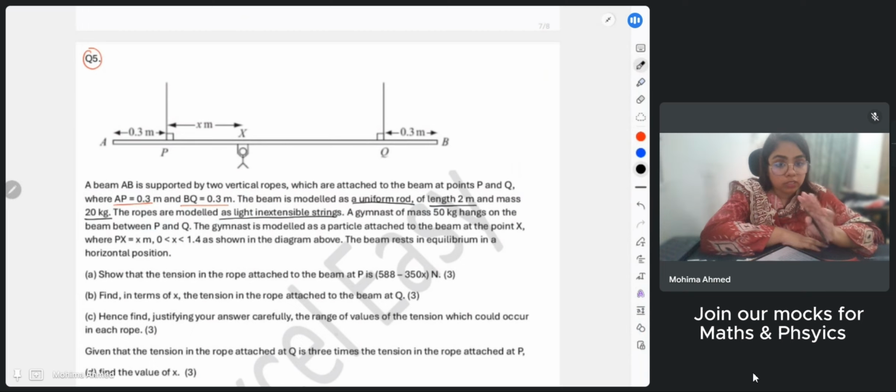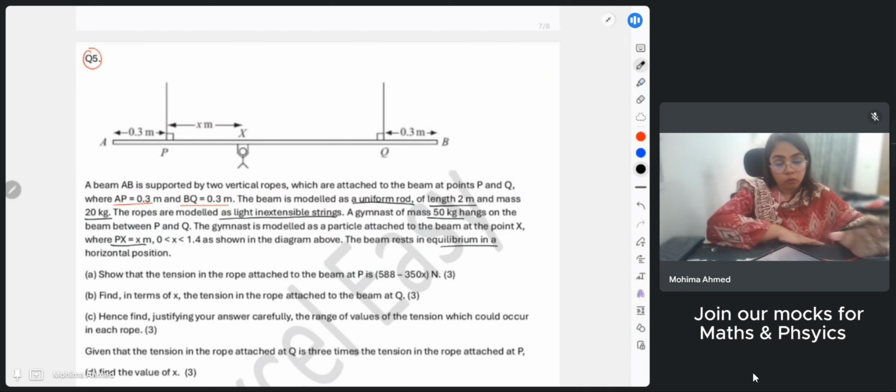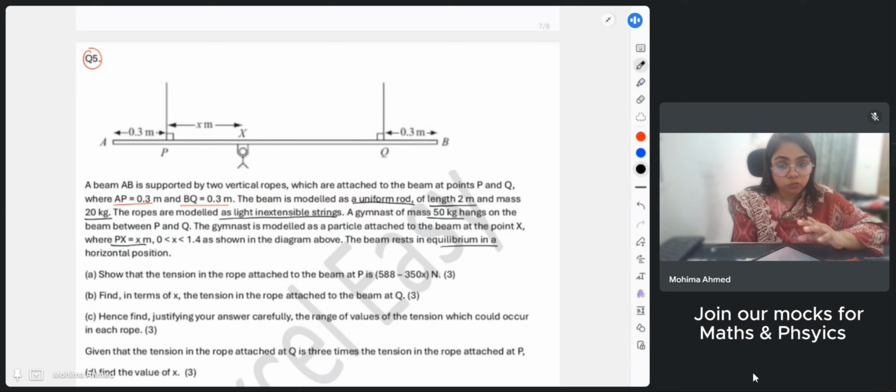A gymnast of mass 50 kg hangs on the beam at a point between P and Q. The gymnast is modeled as a particle attached to the beam at the point X, where PX is x meters and x should be greater than 0 and less than 1.4. And as shown in the diagram above, the beam rests in equilibrium. Equilibrium means that the total clockwise moment is equal to the total anti-clockwise moment. There is no overall rotation, and the beam is not tilting at any angle.